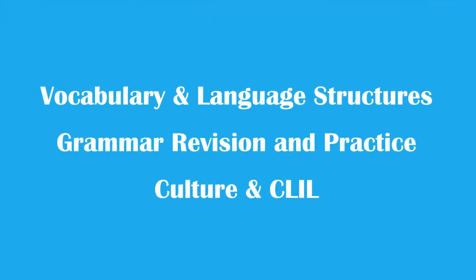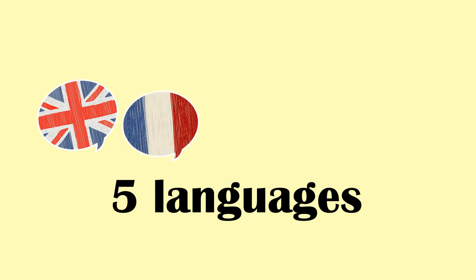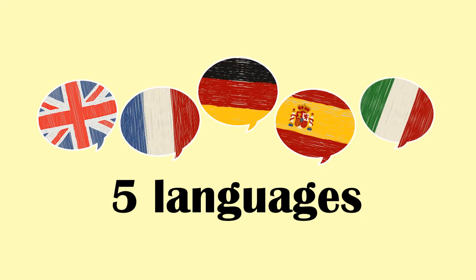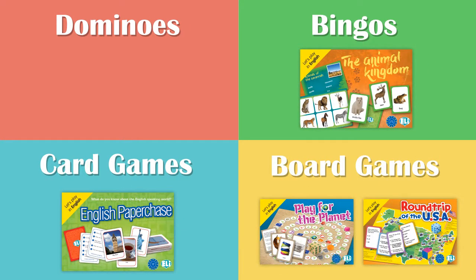This is a series of video tutorials on ELI games. In this video, we're going to present a game focused on culture and CLIL. Each game is available in 5 languages: English, French, German, Spanish and Italian. The games have different characteristics and can be divided into 4 categories: dominoes, bingos, card games, board games.